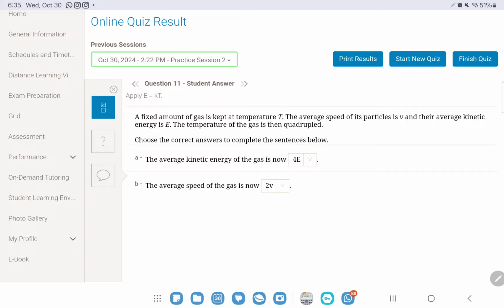We know that, okay, they told you the temperature of the gas is quadrupled. Temperature is proportional to kinetic energy. So if temperature is quadrupled, kinetic energy is also quadrupled. And then speed is always half of this. So you half whatever your kinetic energy is, you get your average speed. That's it.